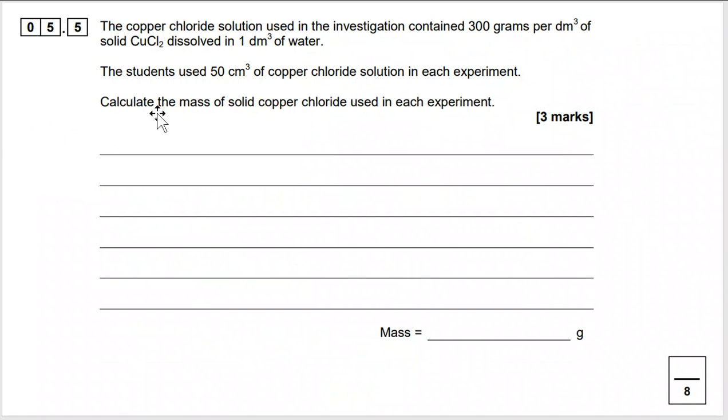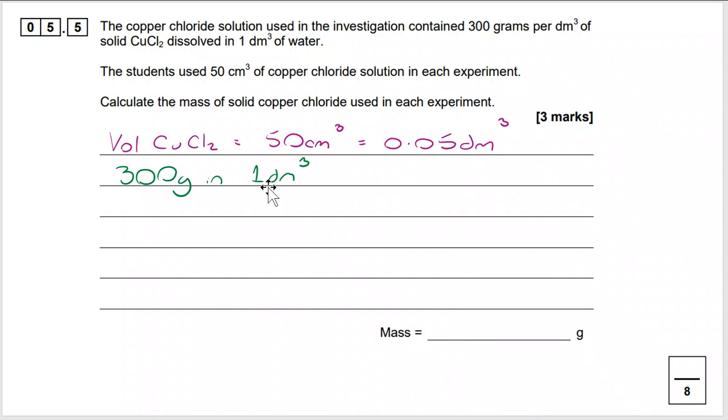And on to 5.5. The copper chloride solution used in the investigation contained 300 grams per decimeter cubed of solid copper chloride dissolved in 1 decimeter cubed of water. The student used 50 centimeter cubed of copper chloride solution in each experiment. So we didn't use a decimeter cubed, we used 50 centimeter cubed, 1/20th of that. So volume of CuCl2 is 50 centimeter cubed, which is 0.05 decimeters cubed.